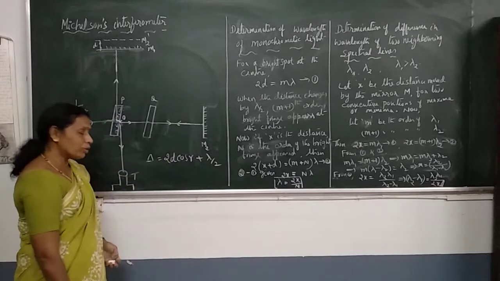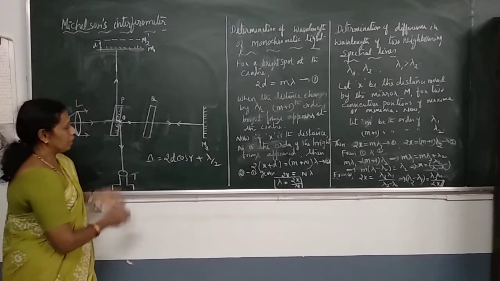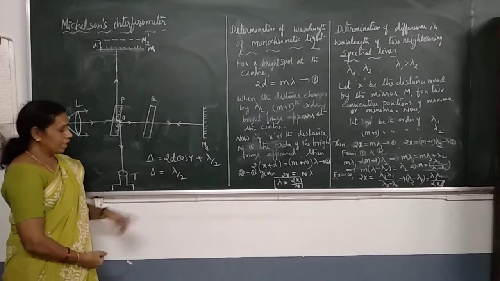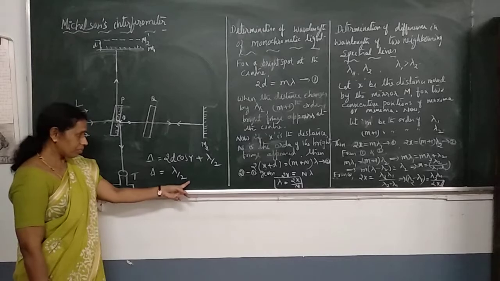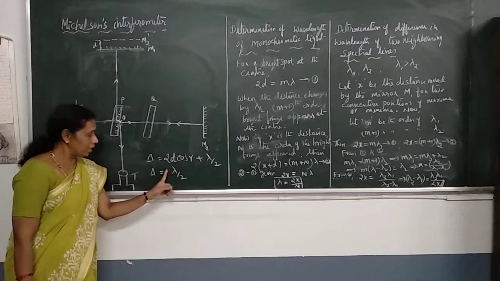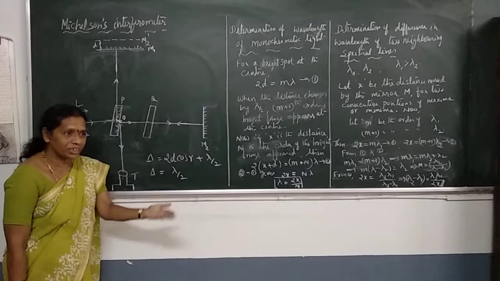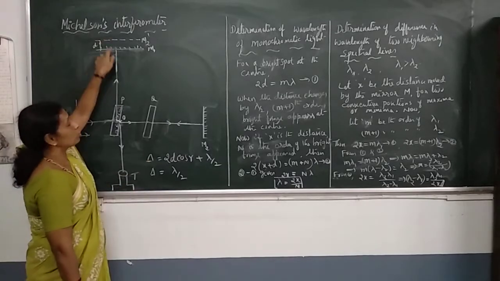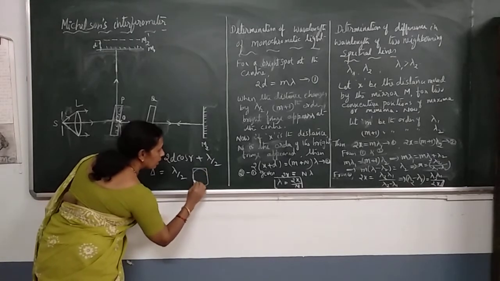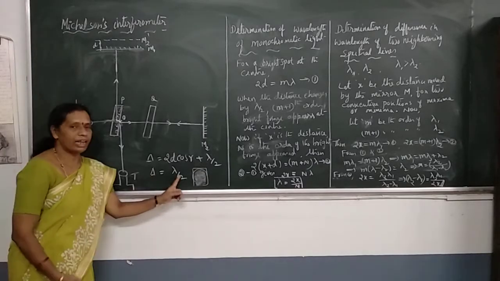Suppose d is 0. Suppose M2 dash and M1 coincide, d becomes 0. In that case, path difference delta becomes lambda by 2. If path difference is an odd multiple of lambda by 2, that produces a dark field, so that when these two coincide, the field of view in the telescope will be completely dark. A dark spot is observed in the field of view when delta is lambda by 2.